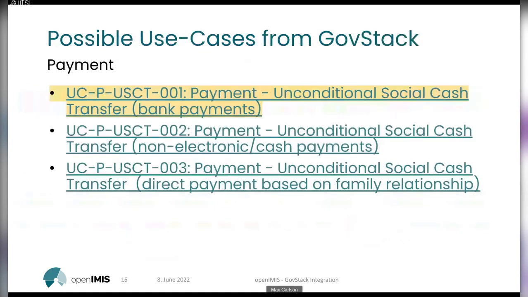Okay, so there's a bunch of potential use cases, right? And there's some links here. But these cover different styles of payments, right? Bank payments, non-electronic or cash payments, or direct payment based on a family relationship. So these are 3 variations on the same kind of payment use case in GovStack. I believe there's lots of other ones, but I think this has the most direct alignment with openIMIS, and we're really super excited about our partnership with Uwe and the rest of the openIMIS team to help make this happen.